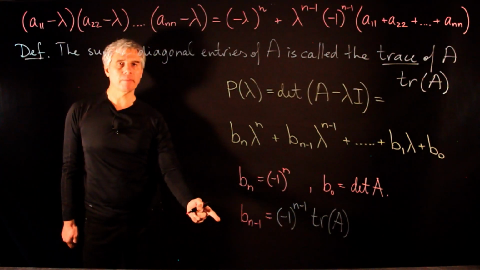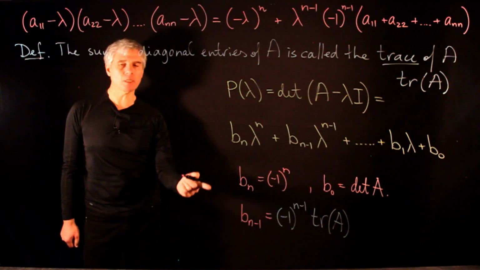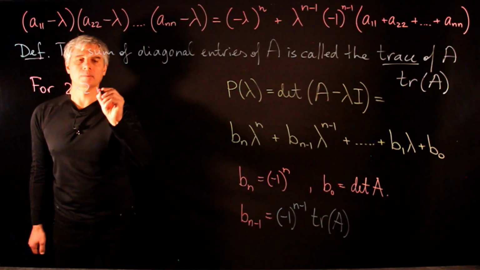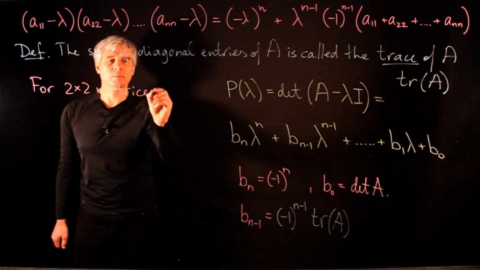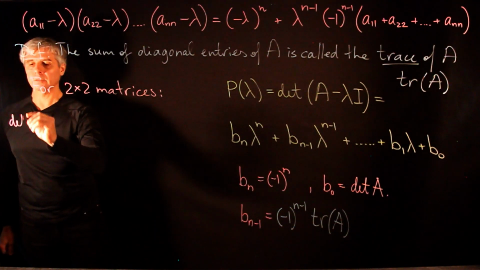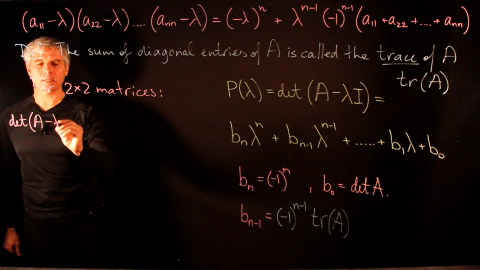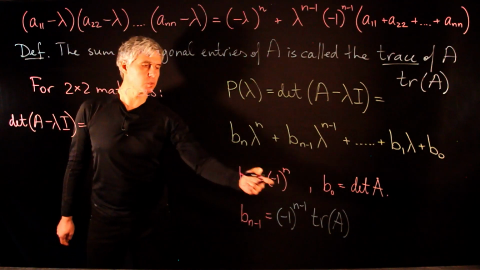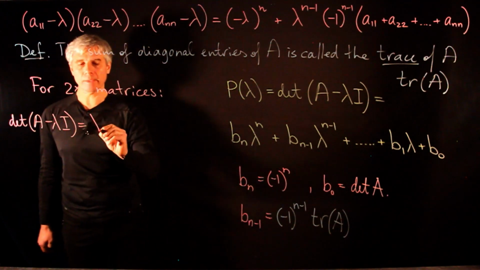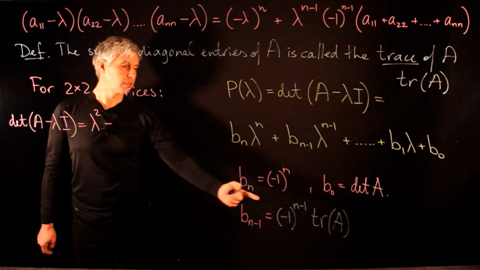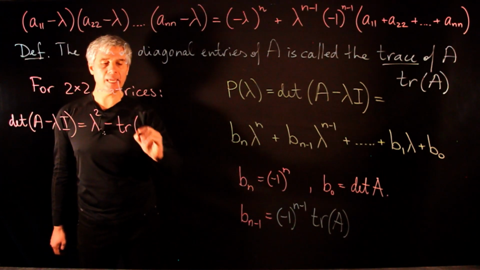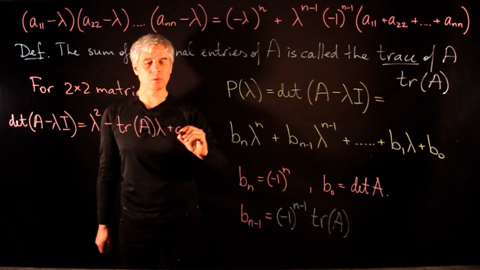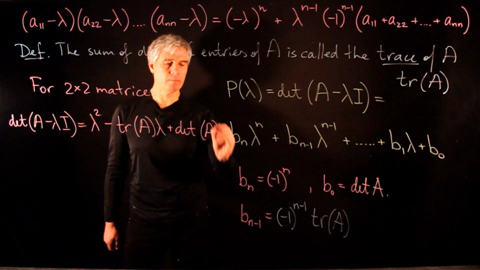These relations make it very easy to compute characteristic polynomials of 2 by 2 matrices. In this case, the determinant of A minus lambda I is equal to lambda squared, because minus 1 squared is plus 1, minus trace of A times lambda plus determinant of A.